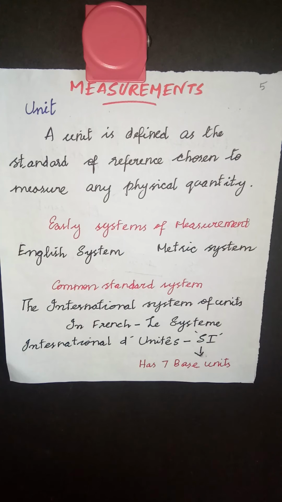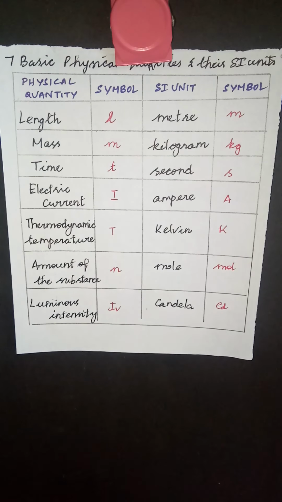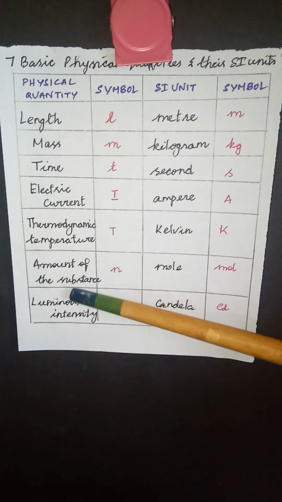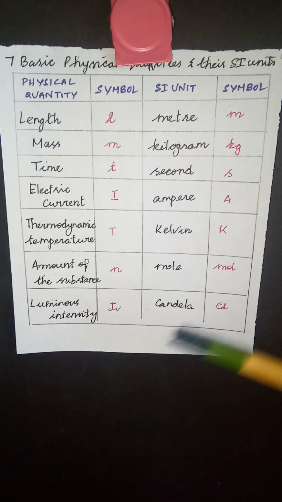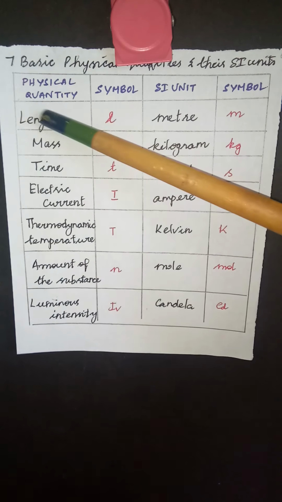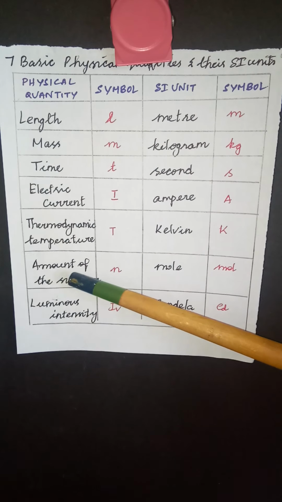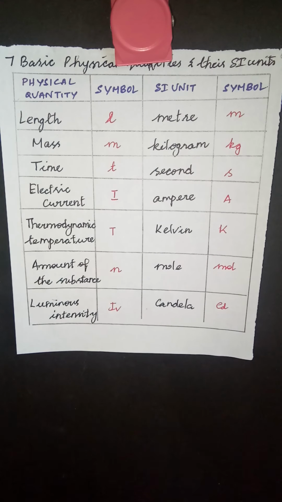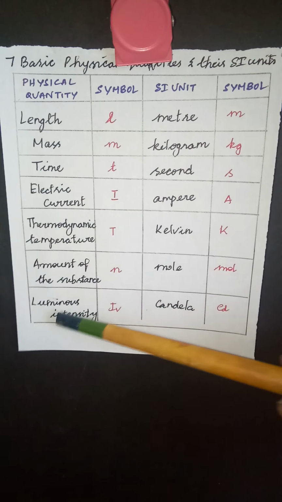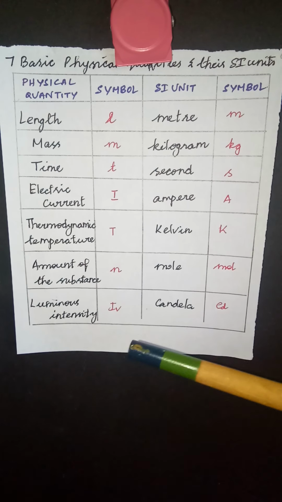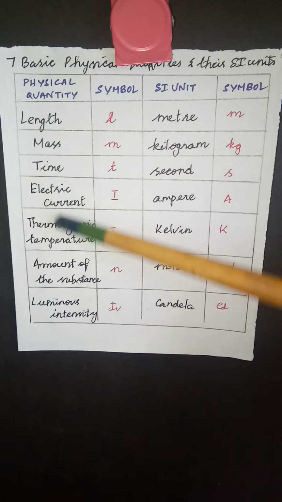To maintain uniformity in measurements all over the world, the SI system of units is adopted in all the countries. The SI system of units has 7 base units. These are the 7 basic physical quantities and their SI units. The 7 physical quantities are length, mass, time, electric current, thermodynamic temperature, amount of the substance, and luminous intensity. You will learn about all this in detail in the upcoming videos. So as for now, these are the 7 physical quantities.